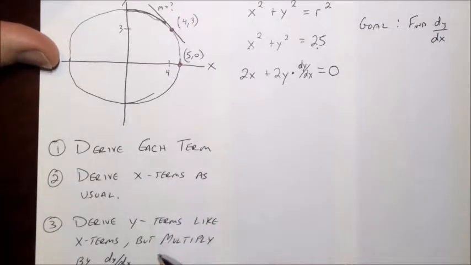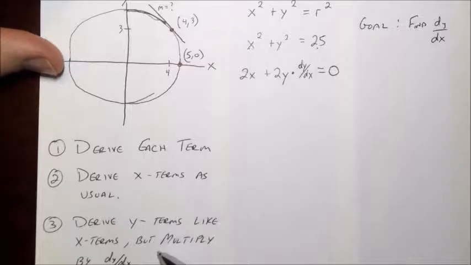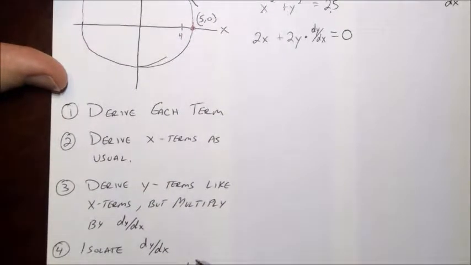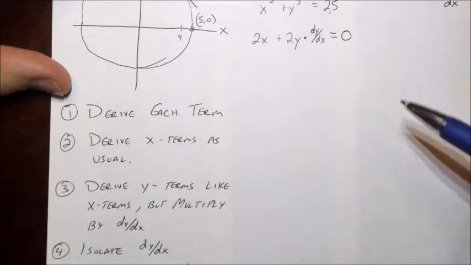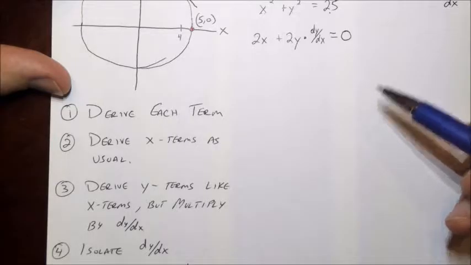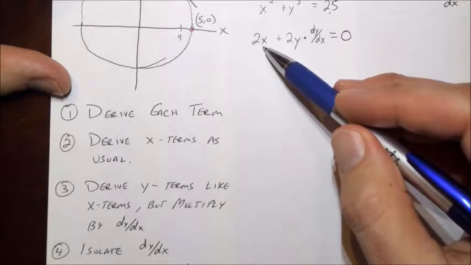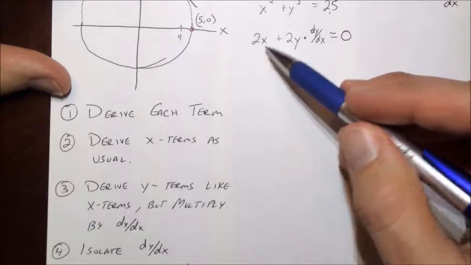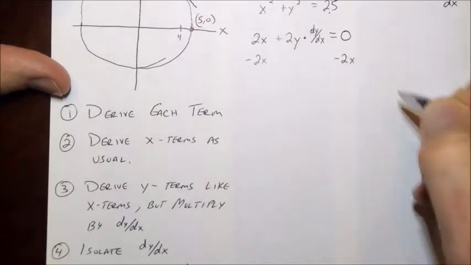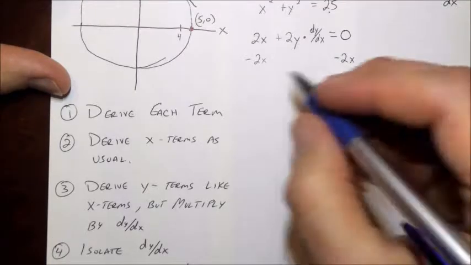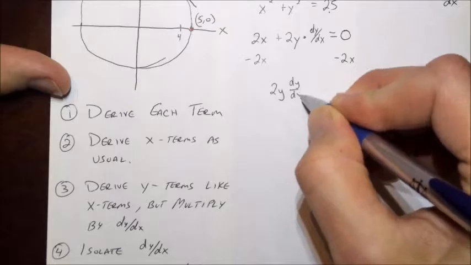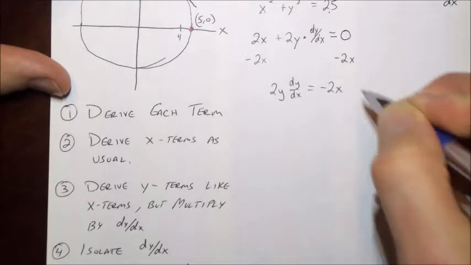Now that we've found the derivative of each term, and we've derived the x terms as usual and the y terms like the x terms, we now go to step 4, which is that we need to isolate dy dx. We need to get this dy dx all by itself. Here's where your algebra skills come into play. We've got to get the 2x over to the other side. How should we do that? Yep, let's subtract 2x from both sides. That gives us 2y dy dx is equal to negative 2x.